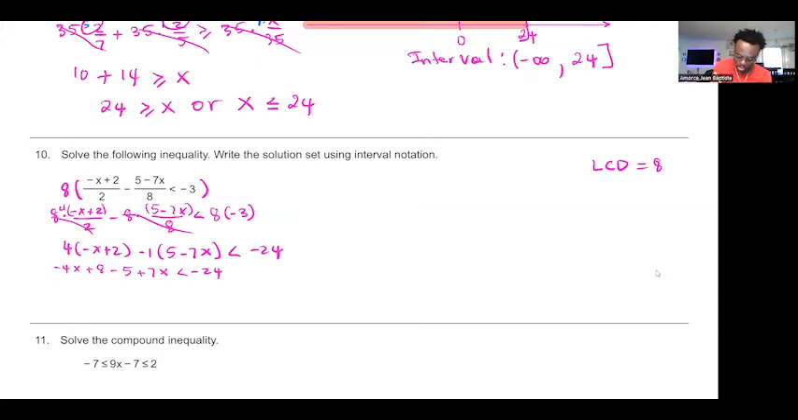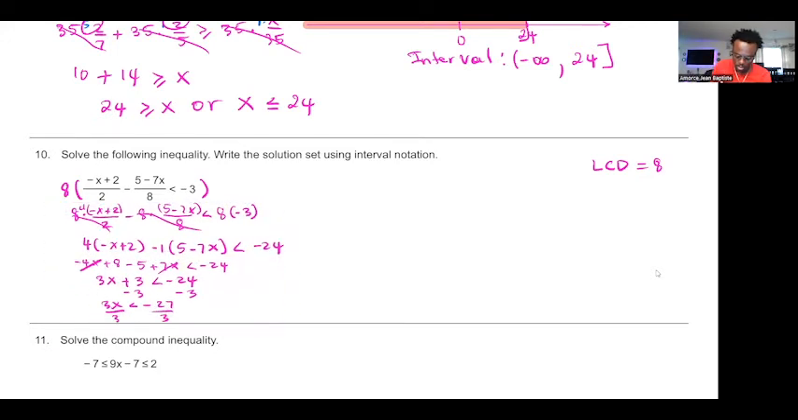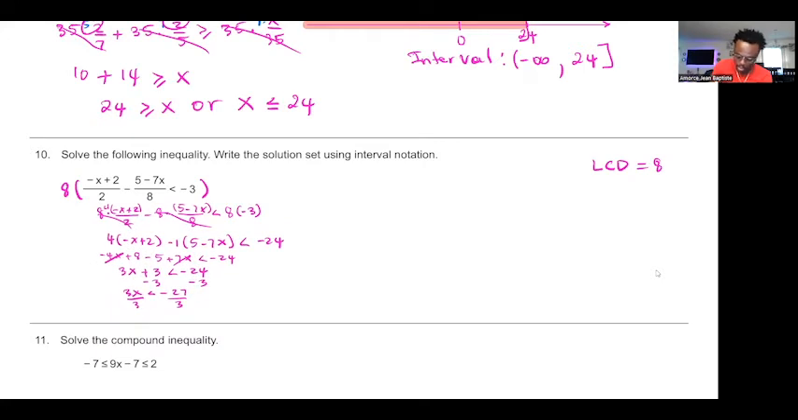Combine like terms. That's negative 4x plus 7x, that is 3x, minus 5 plus 8, plus 3, less than negative 24. Then we subtract 3 on both sides. We get 3x less than negative 27. We divide by 3. And then we receive the answer now that is x less than negative 9.